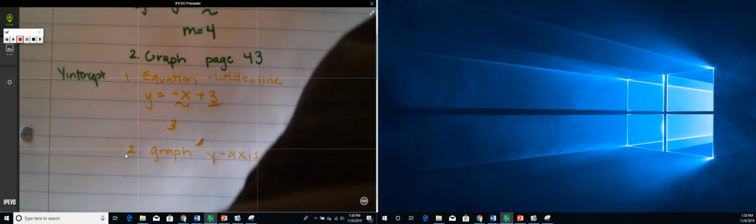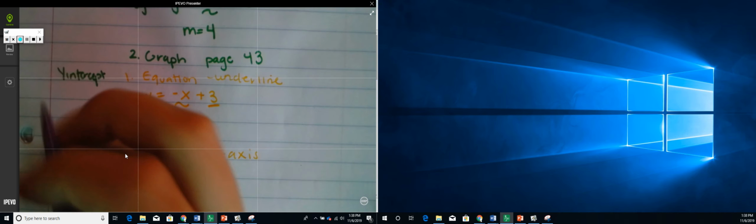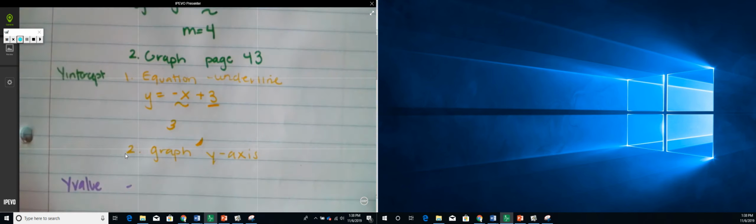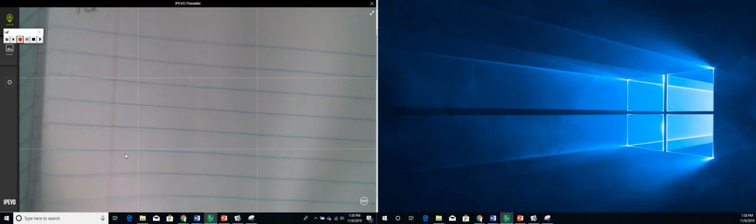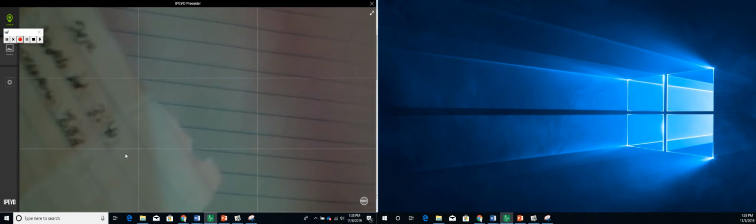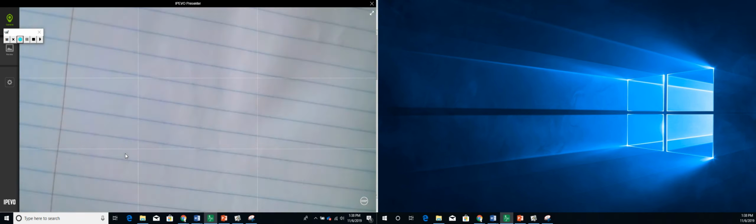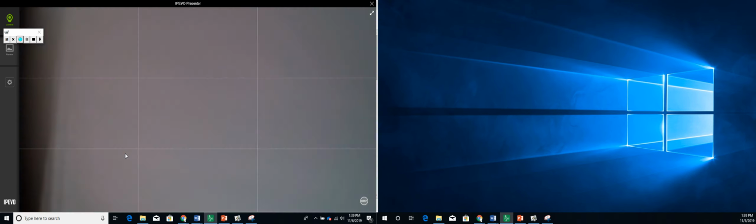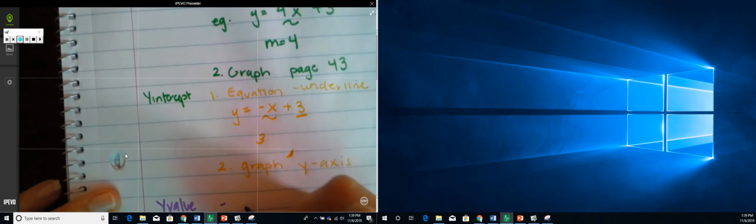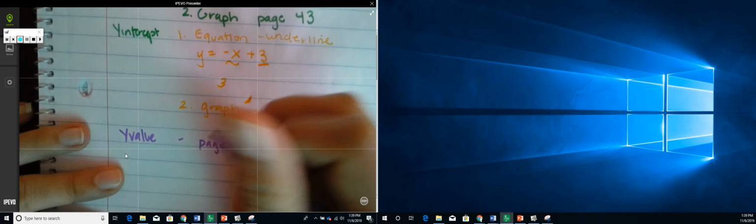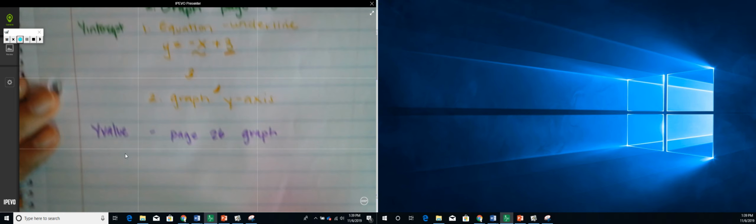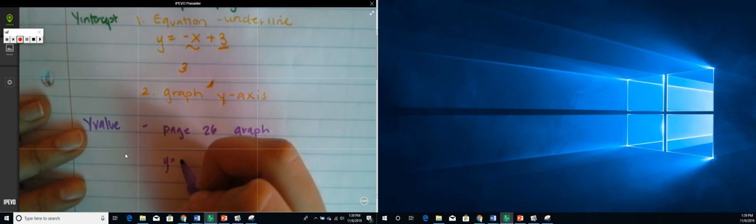Now, y values. It's going to be like Q.9 that we did, and that is on page, oh no, I think it's like 17. I mean, it's way back here. It's on page 26. Okay, that's how you get it from a graph, page 26. But I'll show you examples. That's from a graph.